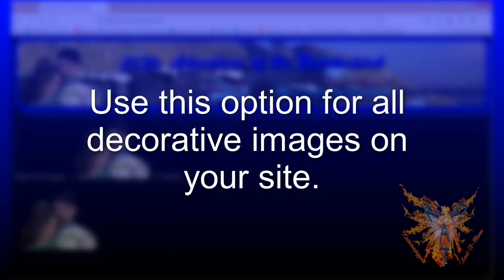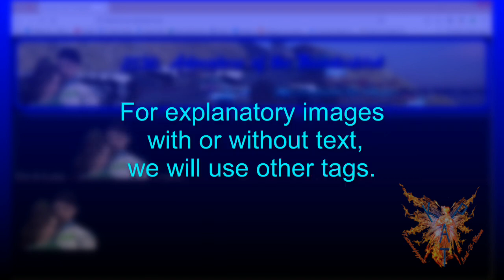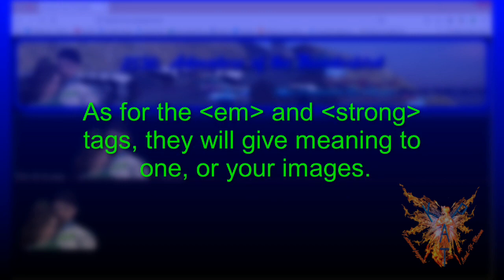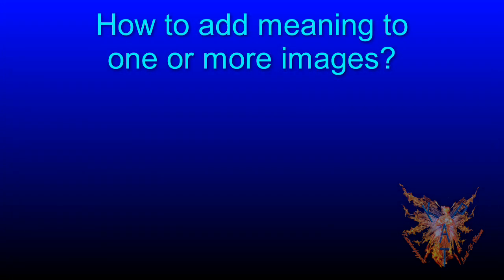Well, everything we have just seen is valid for all types of images, just to enhance, or decorate, your site or text. Now we can use a special tag, which will give meaning to your image. This one will be used, for example, for explanatory images, which are therefore important for the understanding of the text. Remember, like the em and strong tags, it's just going to give meaning to your image.